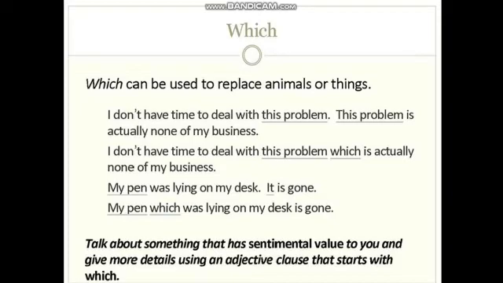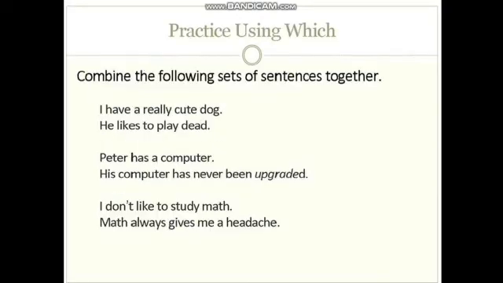Can you talk about something that has sentimental value to you and give more details using an adjective clause that starts with which? Sentimental value is something that you have and has special meaning to you. If you lost it, you would be so sad. For example, the family picture has a sentimental value for me. So now it's your turn to combine the following sets of sentences together.